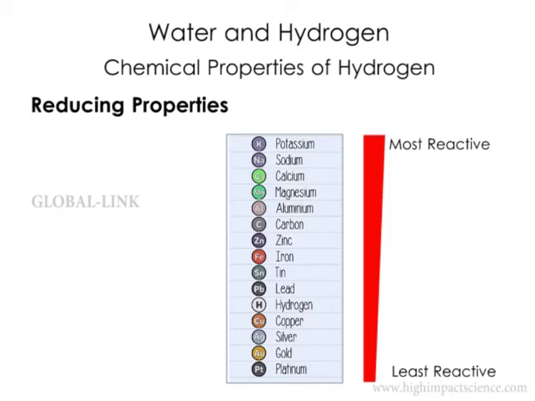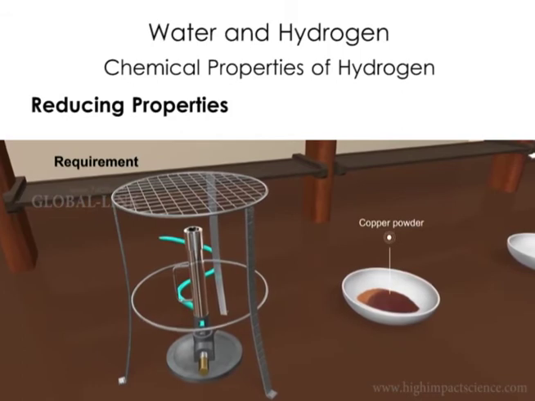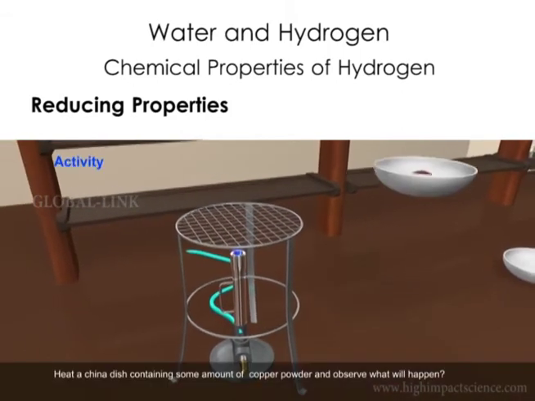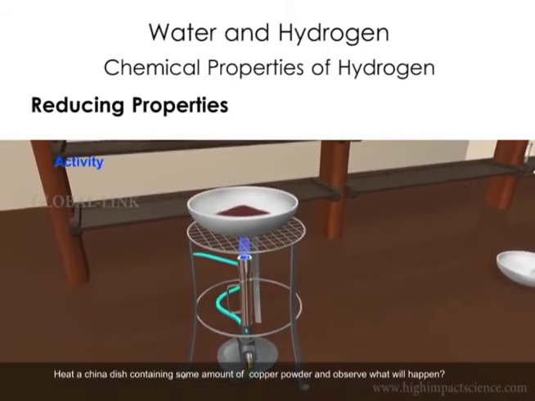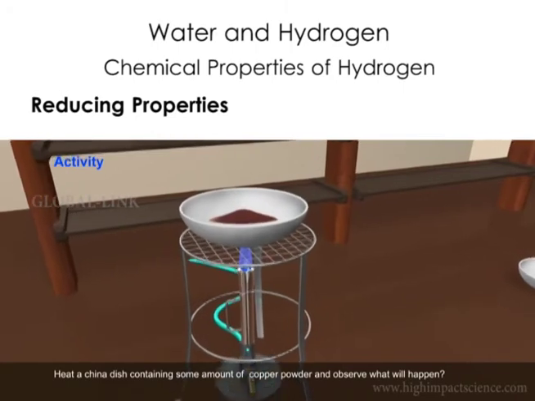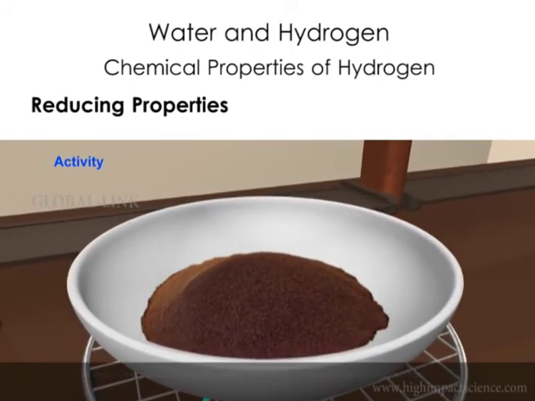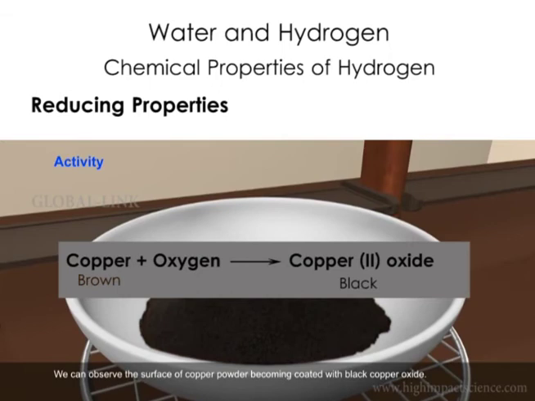For instance, consider this brown copper solid in a china dish. We heat the china dish with copper. The copper powder turns from reddish brown to black. This is copper(II) oxide. Copper combined with the atmospheric oxygen to form copper(II) oxide. Therefore, copper is oxidized to copper(II) oxide.